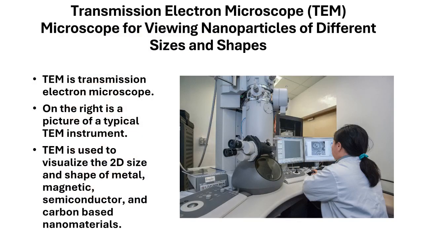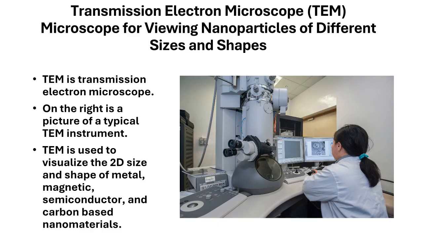The transmission electron microscope, also known as TEM, is one of the most fundamental tools for visualizing nanoparticles of different sizes and shapes. The technique uses a beam of electrons transmitted through the ultra-thin specimen to form an image. Since electrons have much shorter wavelengths than visible light, it can achieve much higher resolutions than a light microscope. TEM can also give 2D size and shape information about the nanoparticles.